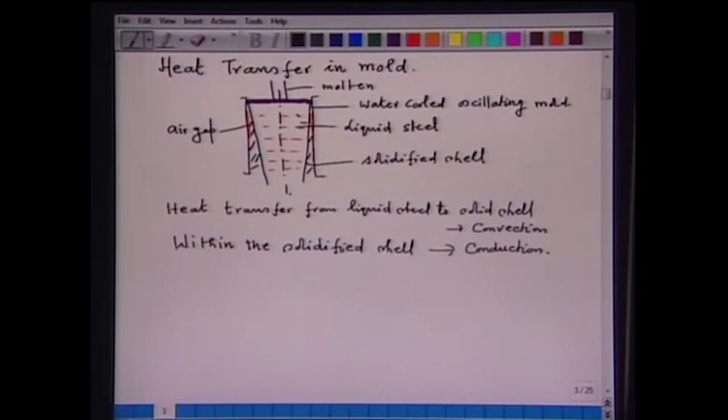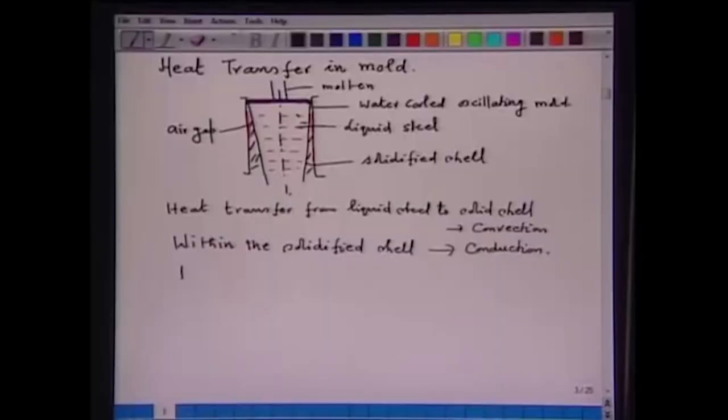Now, as I have shown, there is a formation of an air gap between the mold and the solidified shell. As such, there is heat transfer in the air gap. Now, for all purposes, the heat transfer in the mold is very, very important.